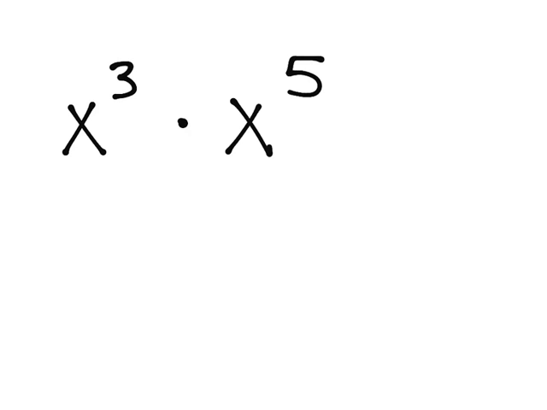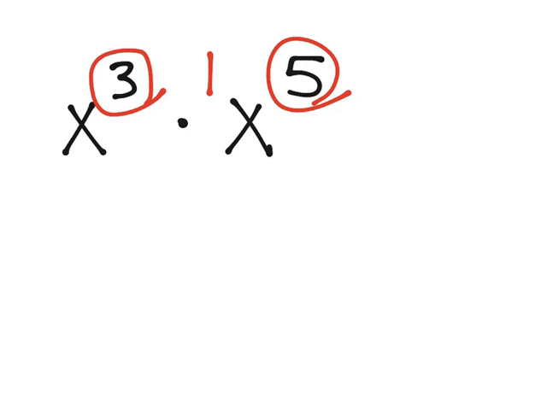All right, what about multiplying? If we have x to the third times x to the fifth, all you're going to do here is take your exponents and add them together. Easy peasy. So this would be x to the 8th.